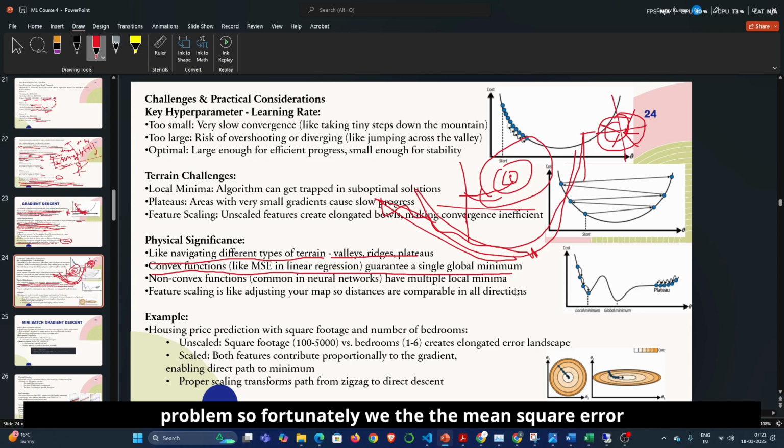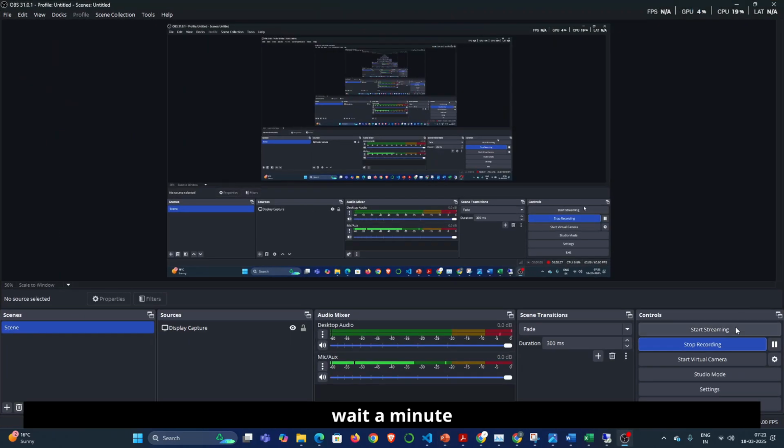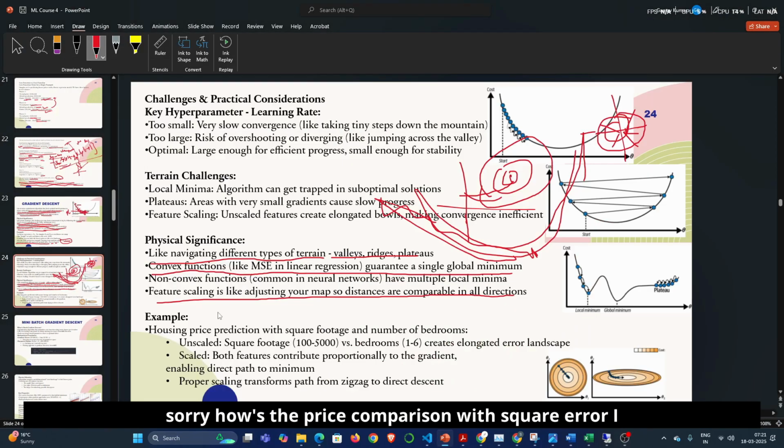Like in every different type of terrain, valleys, ridges, plateaus, I told you, convex functions like MSE guarantee a single global minimum. So fortunately, the mean squared error we are using here is a single global minimum function. So there is no case of local minima here. Housing price prediction with squared error: I already told you, unscaled square footage versus bedrooms creates elongated bowl shapes. Right. The imbalanced dataset also creates a problem.